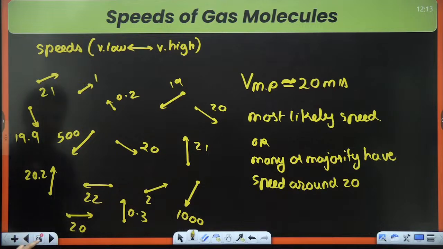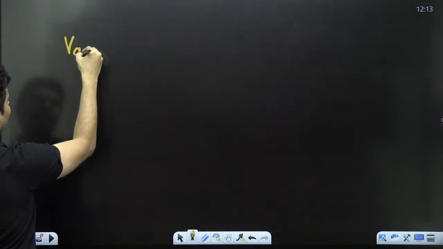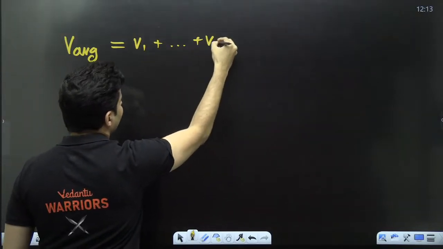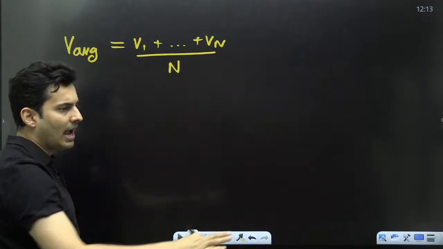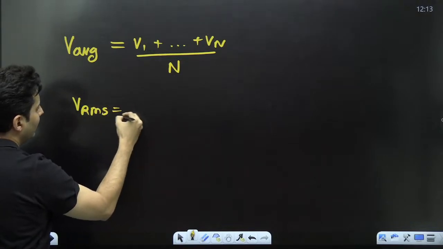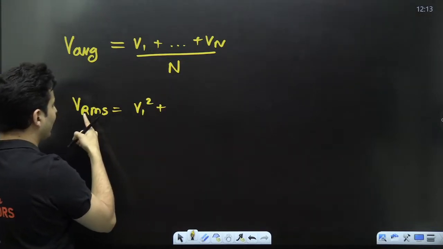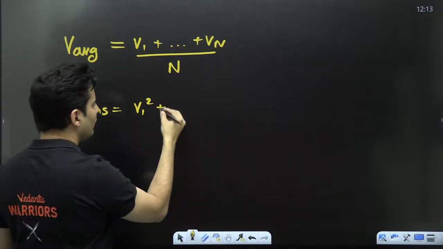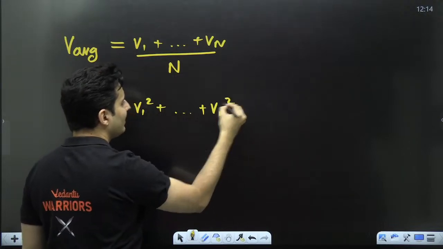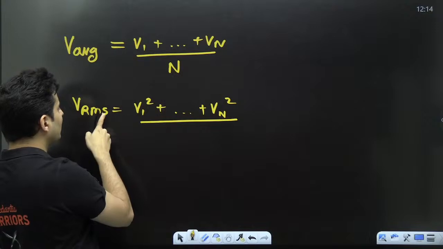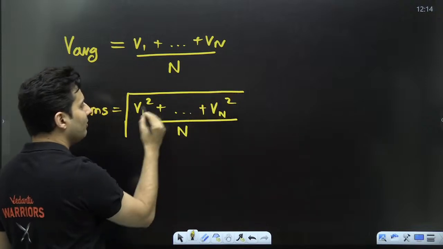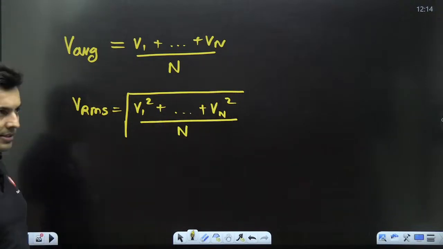Okay. You also have something called the average speed. That is simply V1 plus V2 plus Vn divided by n. Simple average. You also have RMS speed, root mean square. First you do the squares, V1 square plus V2 square plus V3 square, like that till Vn square. And then you take the mean. First square, then the mean. Mean means average. And then you take the root. So root of the average of the squares, that is RMS.